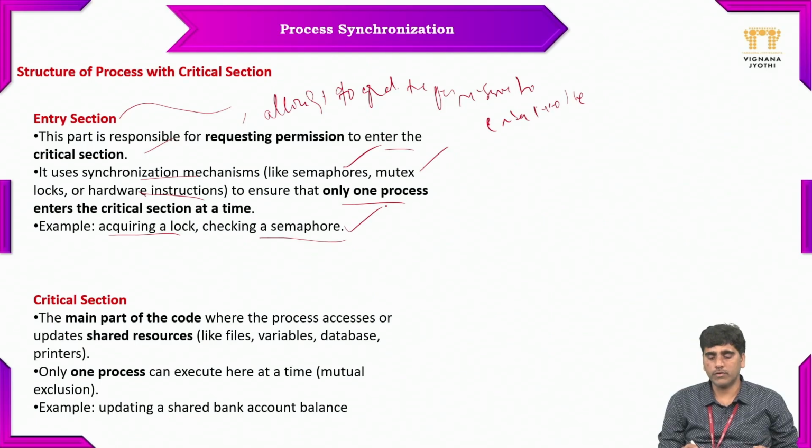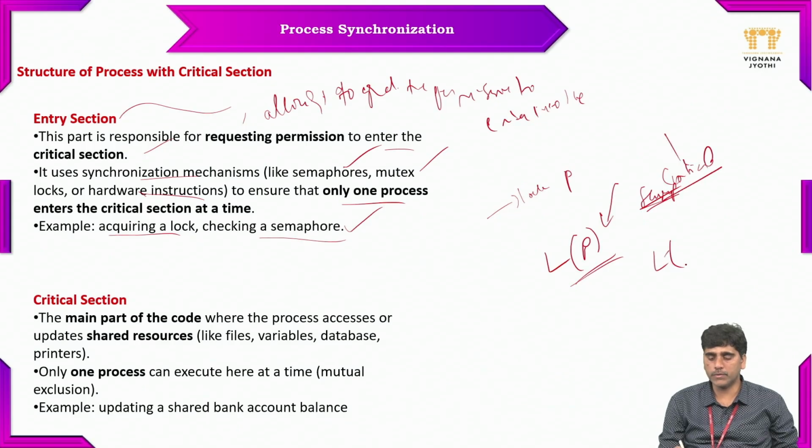So acquiring a lock: when you want to apply a lock for a particular process, it must be ensured that only that process enters into the critical section. After entering into the critical section, it must be locked. After utilizing that particular resource, it has to be released from this lock. So that is the way the entry section grants the process permission to enter into the critical section.